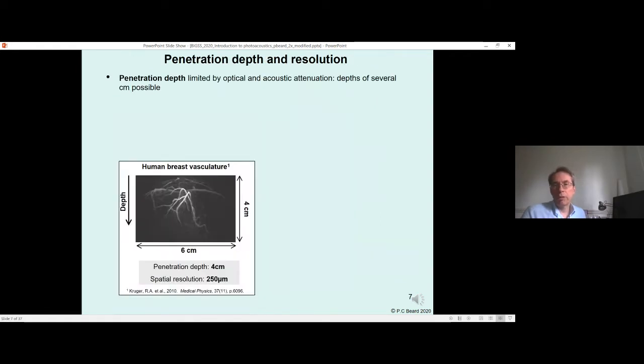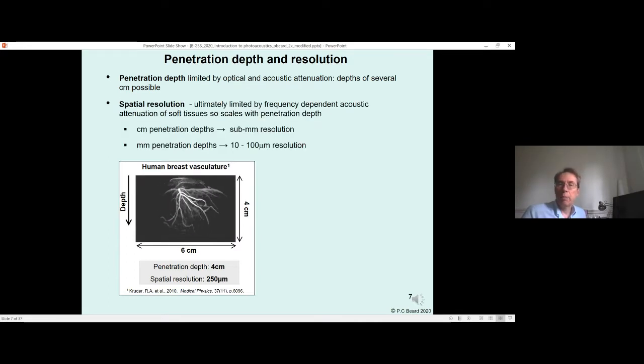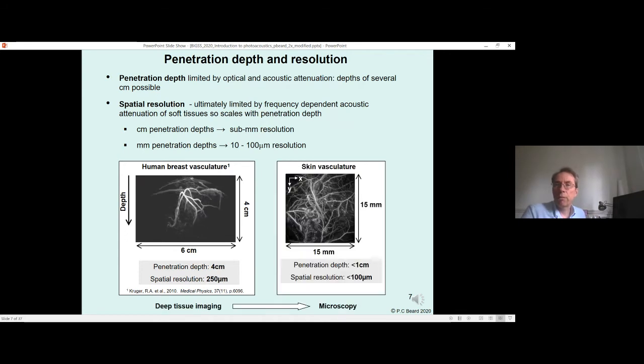I talked a bit about penetration depth and spatial resolution. So the former is limited by optical and acoustic attenuation in tissue. And it's possible to get several centimeter penetration depth by appropriate choice of the wavelength. And spatial resolution, well, this is ultimately defined by frequency dependent attenuation. So it scales with penetration depth, so one can get resolutions of the order of a few hundred microns for centimeter scale penetration depths, 10 to 100 microns for subcentimeter depth.